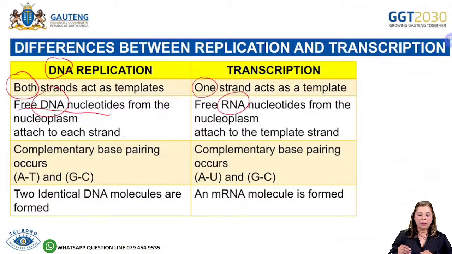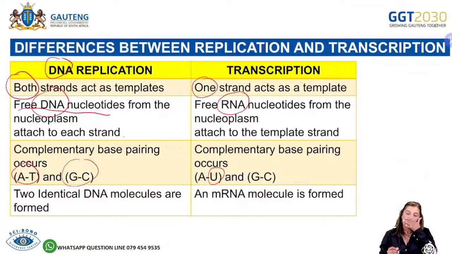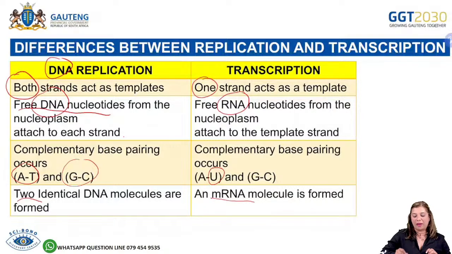Okay? Complementary base pairing occurs. A is paired with T and G with C. And then obviously the only difference in transcription is that A will be paired with U, because remember, in transcription, messenger RNA is involved. The 2 identical molecules are formed, and in transcription, a messenger RNA is formed. So what are we comparing? We're comparing what is happening in the nucleus, because transcription takes place in the nucleus.